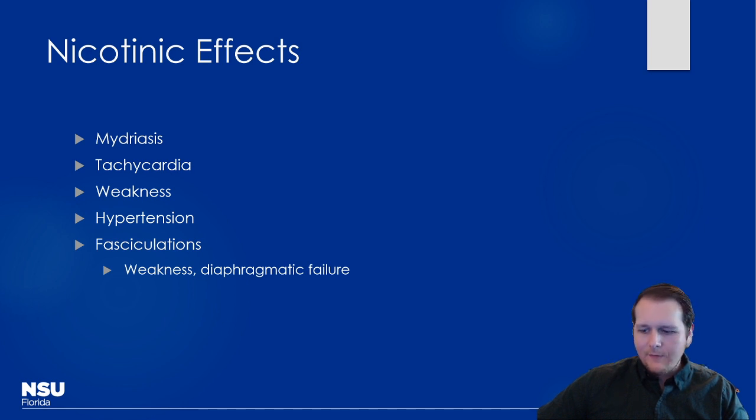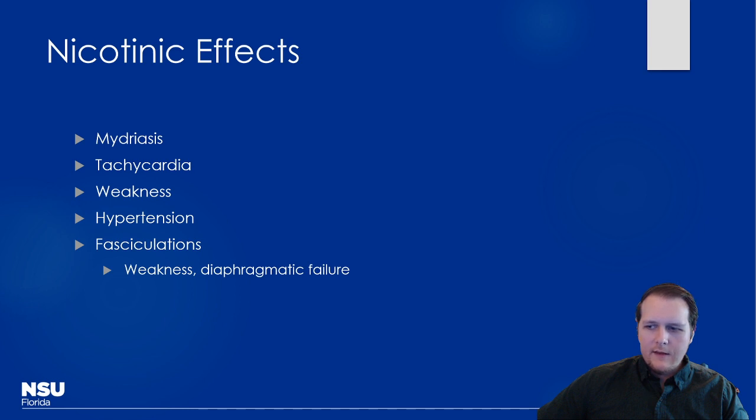So you see that mydriasis, and you can see tachycardia as a result of nicotinic stimulation on the sympathetic effects, right? So if you go back and look at your diagrams of how the sympathetic nervous system is designed, you'll see that there's some preganglionic nerves that are releasing acetylcholine onto nicotinic receptors. That's how you can get that stimulation there. That's how you can get that tachycardia, as opposed to the muscarinic effects you see later on due to the acetylcholine affecting those muscarinic receptors, right?